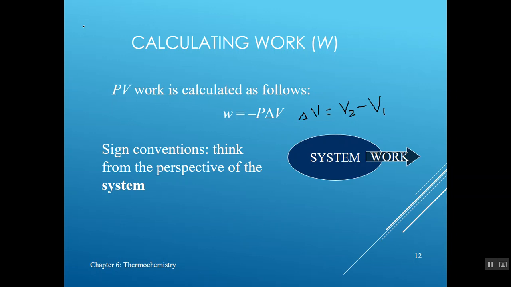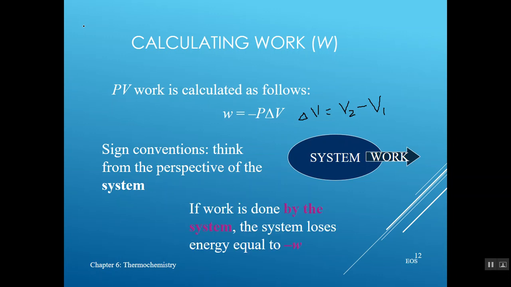The sign of delta V, of course, will influence the sign of W. But it's very important to understand and interpret correctly what the sign of W actually means. The first thing you need to take into consideration is that we're talking about work from the perspective of the system. So you have to imagine you being the system, and taking the view of the system in terms of whether you experience an increase or decrease in energy as a result of the changes in work.